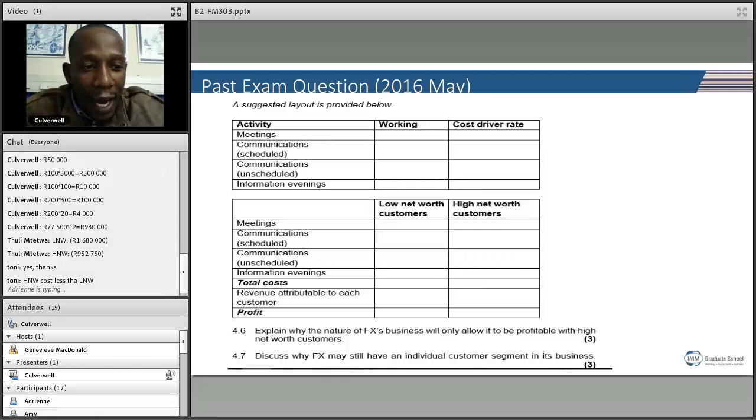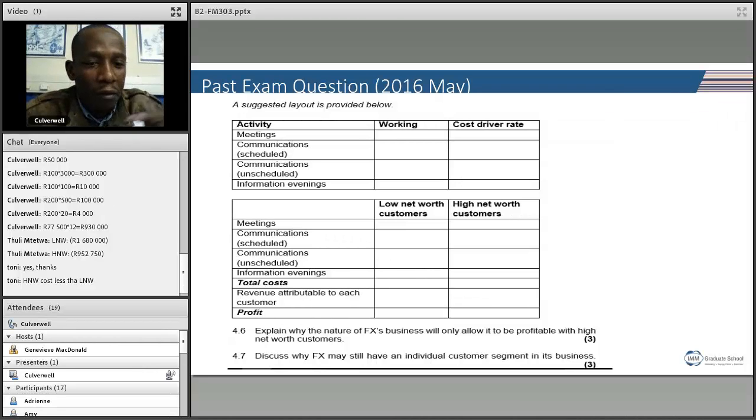Yes, Tony, high net worth customers are fewer than low net worth customers. That's very right. The reason being, your cost driver rates, which are variable cost, the variable cost per unit is exactly the same for high net worth customers and also for low net worth customers. So the lower the number of customers you're servicing, the costs you incur are going to be less. Even if you look at the figures, we had 50 high net worth customers, and we also have 1,500 low net worth customers.